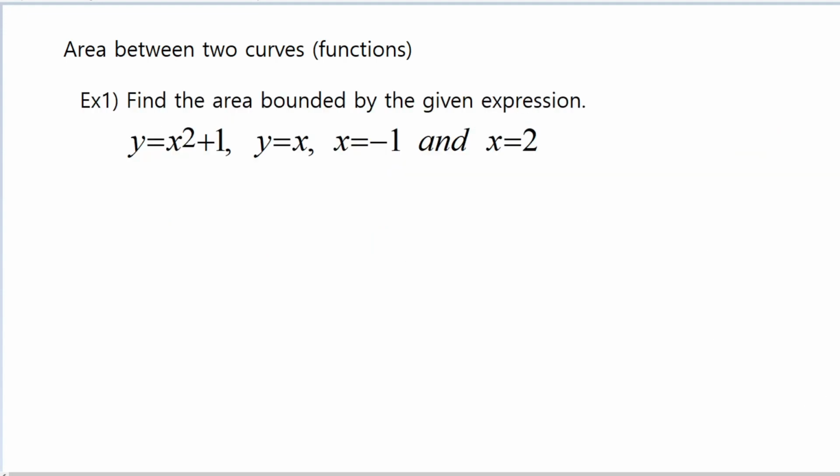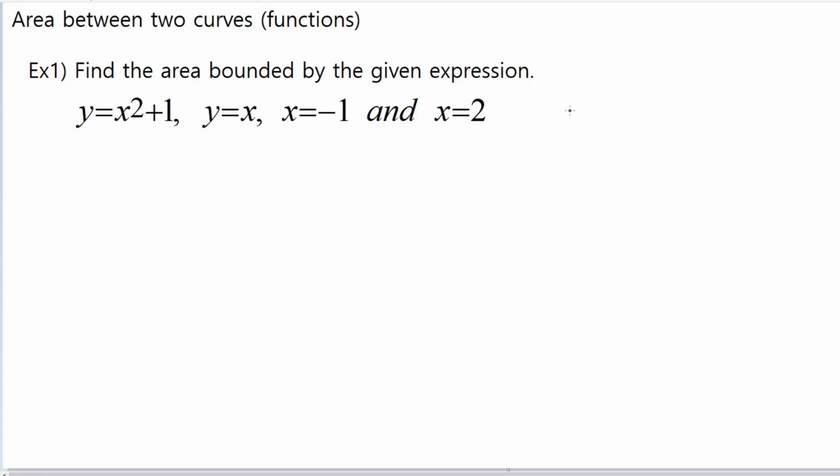That will allow you to calculate the area between two curves. Now let's look at our first example. Find the area bounded by the given expressions: y equals x squared plus 1, and y equals x. Okay, now we said the area between two curves is equal to the integral from a to b of the top function minus the bottom function.